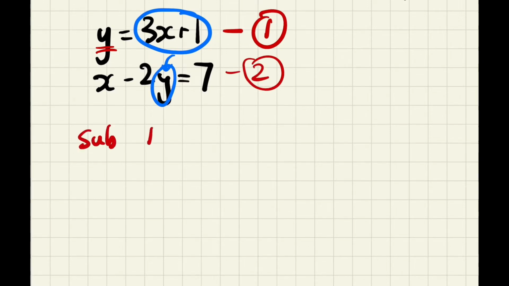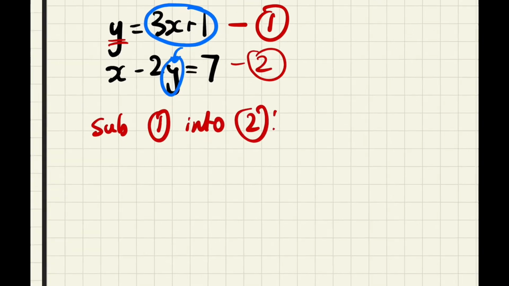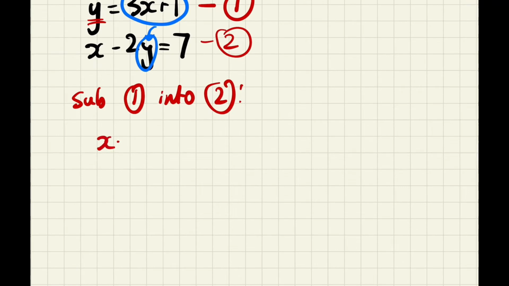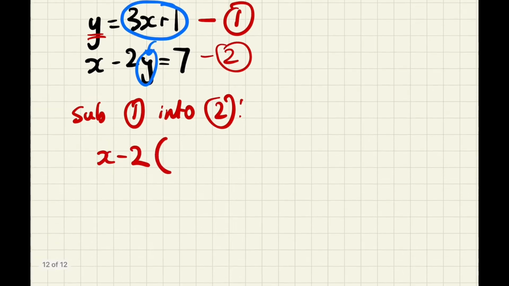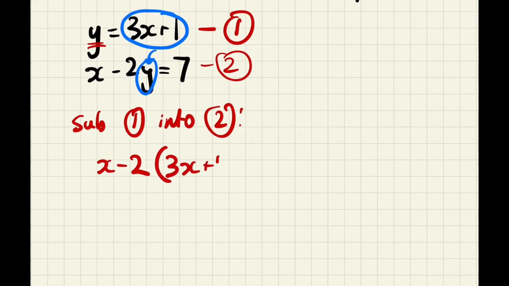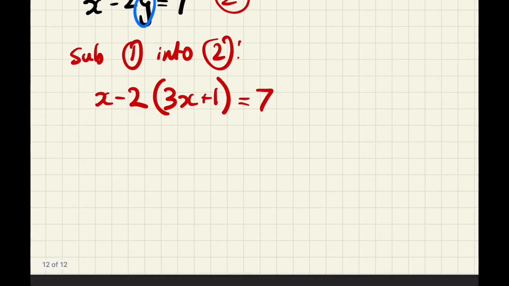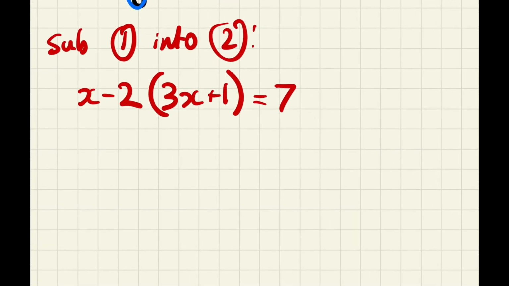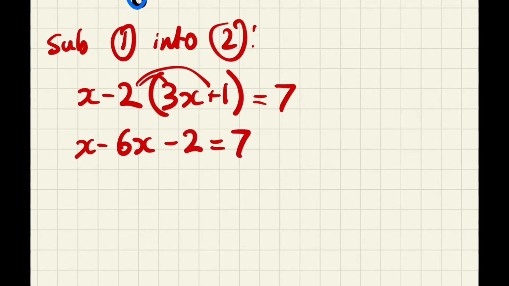So substituting equation 1 into equation number 2, what we'll see is we have x minus 2 and then bracket 3x plus 1, close bracket, is going to be equal to 7. Then from here we proceed to solve. So we have x minus, then we expand our brackets. Minus 2 multiplied by 3x gives us minus 6x, and then minus 2 times positive 1 gives us minus 2. That's all going to equal 7.